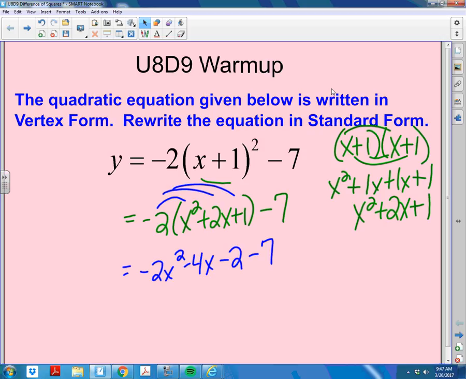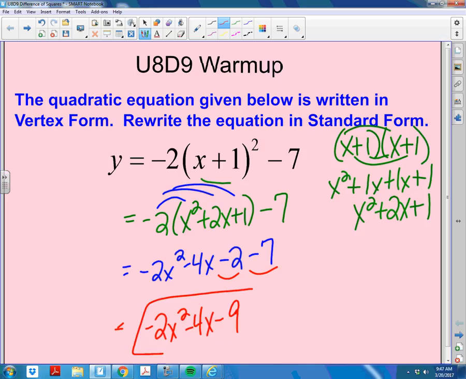Right? I just distributed. And what's my last thing I should do? Combine like terms, right there and right there, which means at the end of it all, it's negative 2x squared minus 4x minus 9.